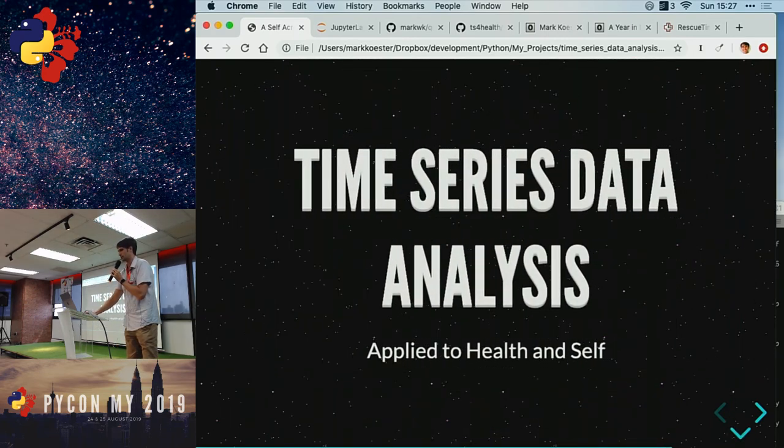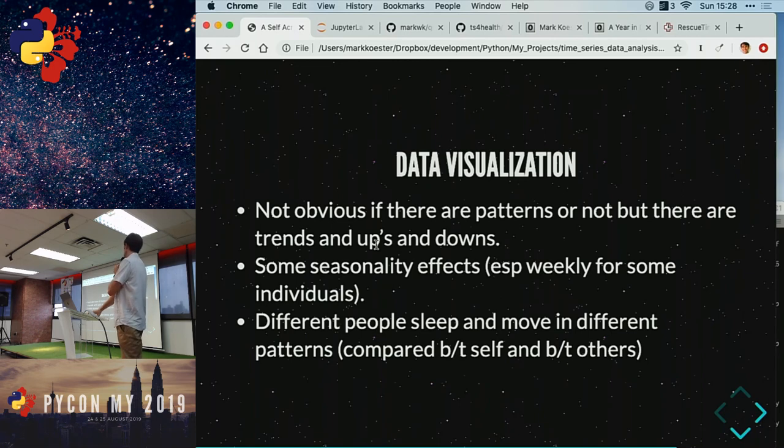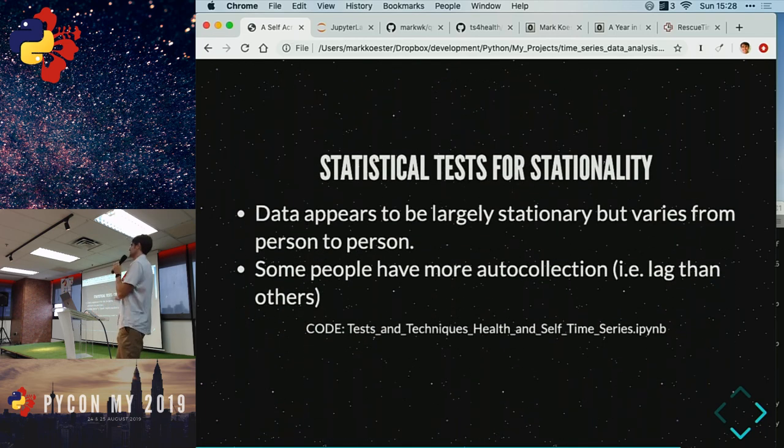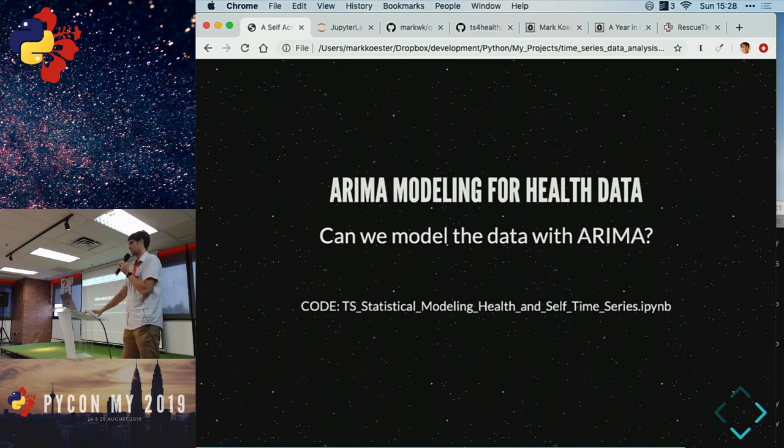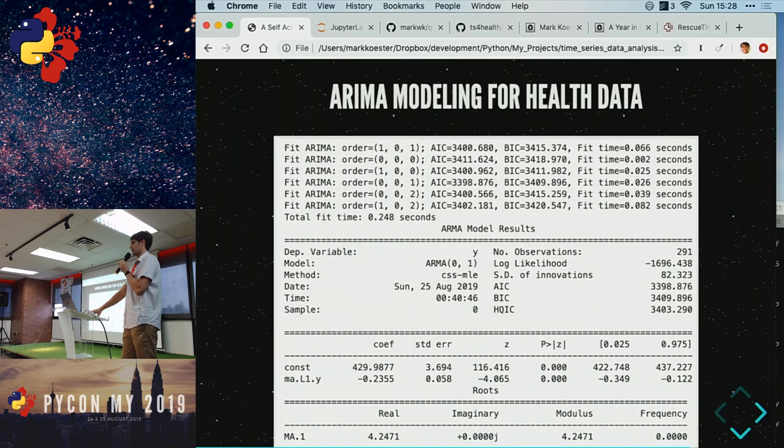So just to go back to the main question: when we did the data visualization, we didn't see any clear patterns, but we did see some interesting individual effects. When we ran the statistical analysis, we found that our data was largely stationary, which is good. That means we didn't have to do the same sort of work. But we did see the potential to think about the lag as a different thing. So we ran the ARIMA model, the code we just looked at. It gave us this weird one. Obviously, if you don't know it, you don't understand it. But ARIMA basically decided there was no temporal effect.